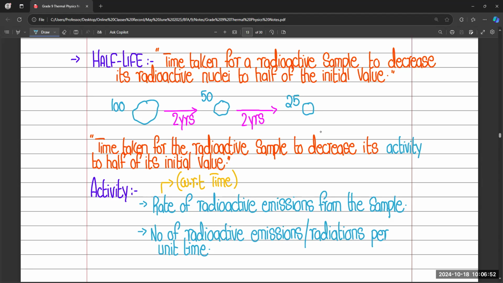Sir, I have a question. If they ask the definition of half-life, are we supposed to write both? No, you just need to write any one. Okay, it's your choice. If you find the first one easy, you can write the first definition, and if you find the second one easy, you can write the second definition. Okay, sir, I got it. Yes.